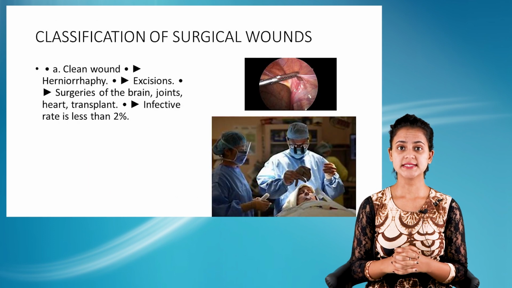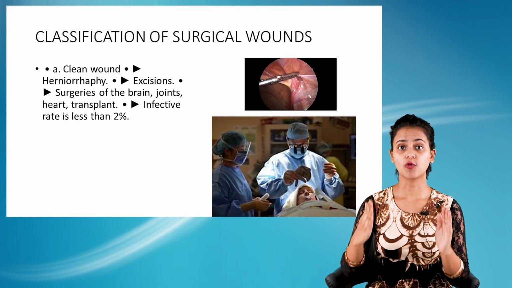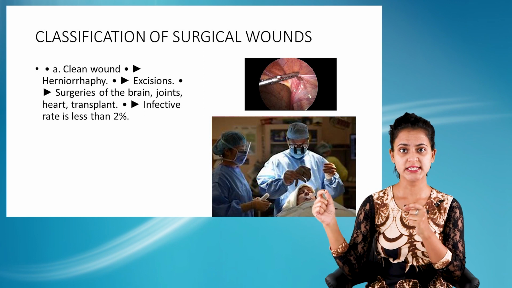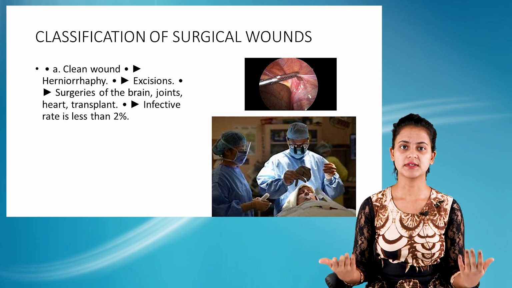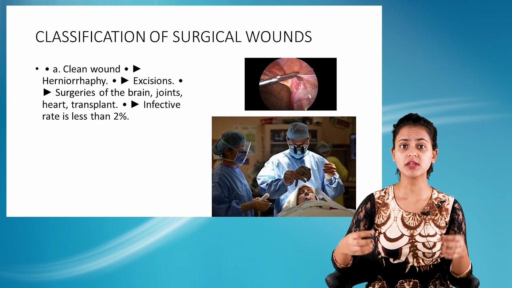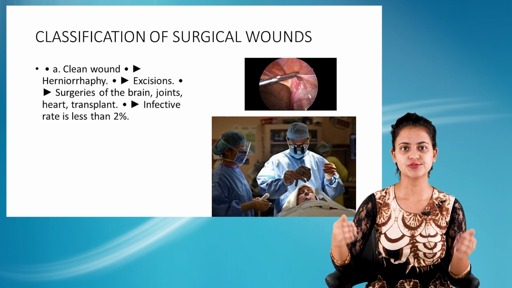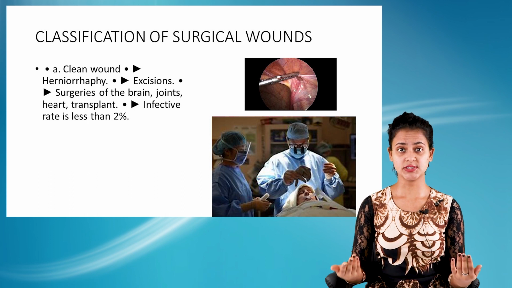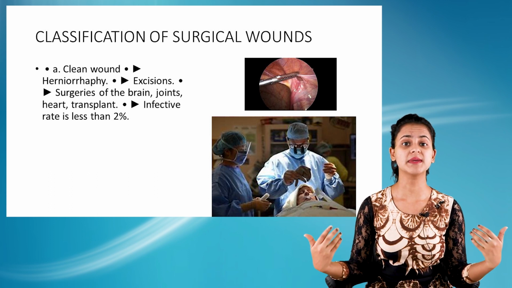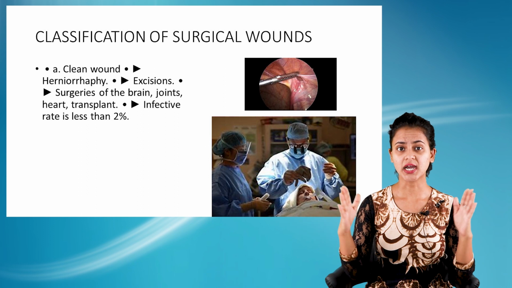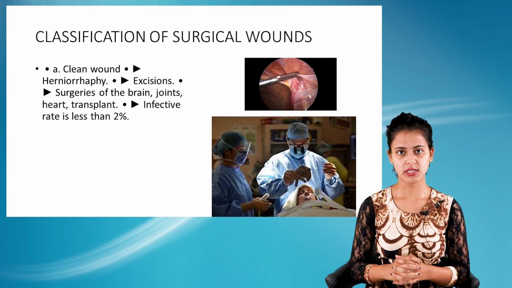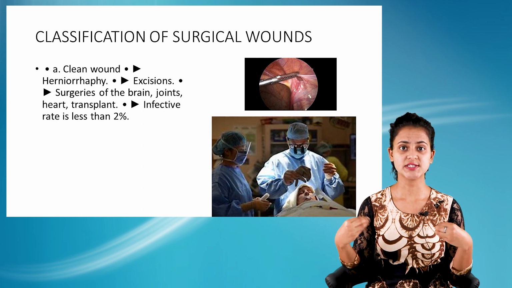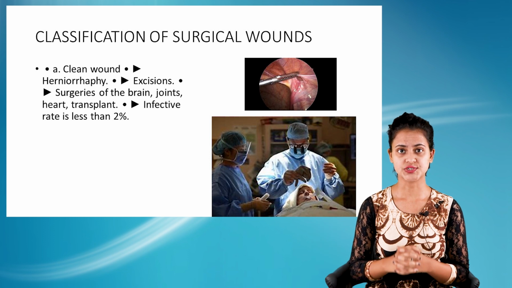So next we're going to see a classification of surgical wounds specifically. As we have learned, in surgeries also we make incisions, although under an aseptic technique. But the surgical incisions or surgical wounds can be classified into different categories. So now we're going to learn about each category of the different types of surgical wound.